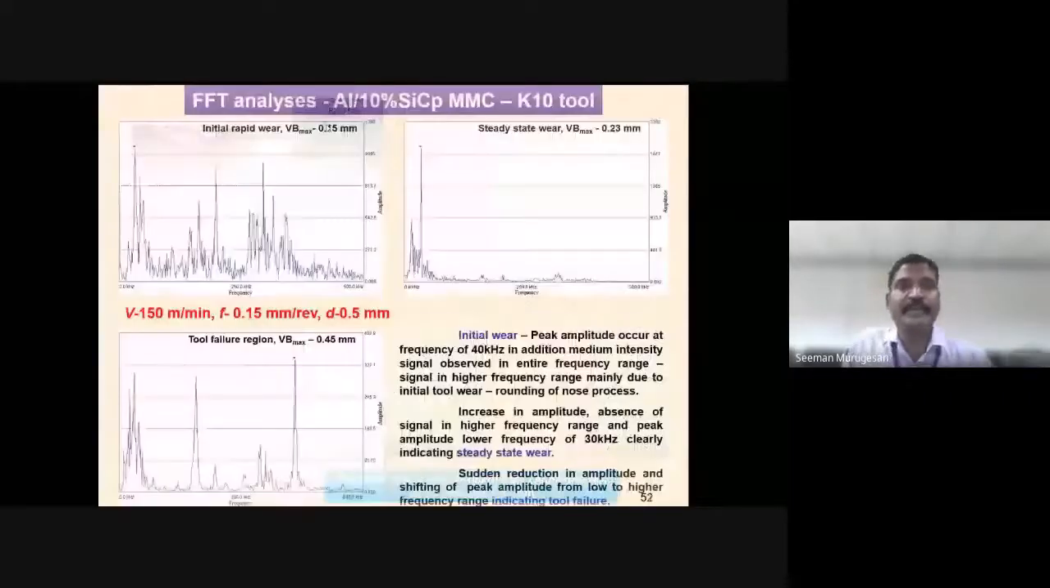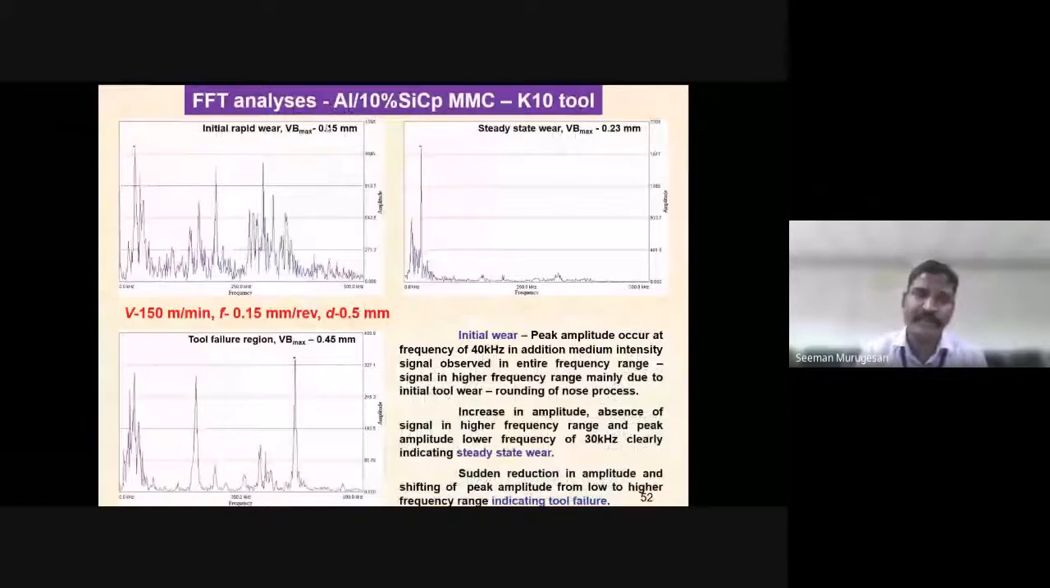Then the FFT analysis for 10% using the K10 tool: three FFT spectra are given in the presentation. The first one is the initial rapid wear, where the wear is around 0.15 mm. Then there is the steady state wear FFT spectra, with wear around 0.23 mm. Then there is the tool failure region, where the tool wear is 0.45 mm.